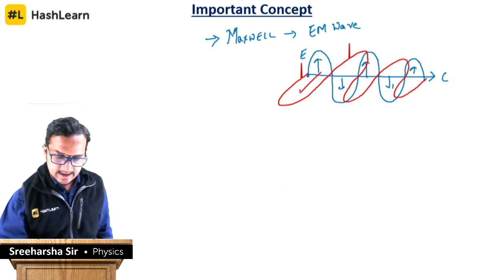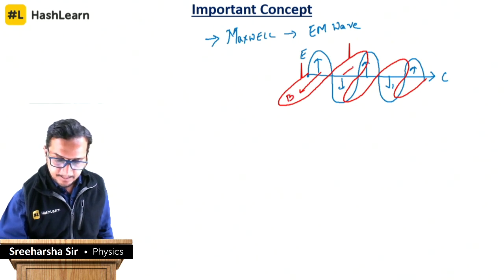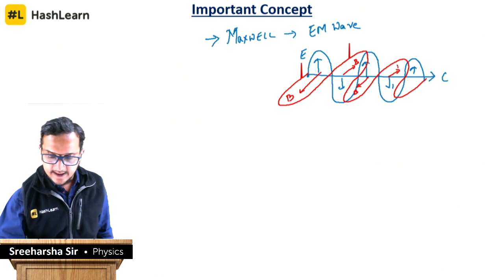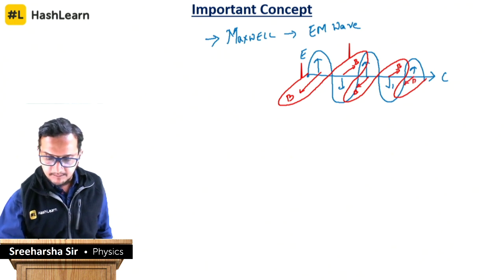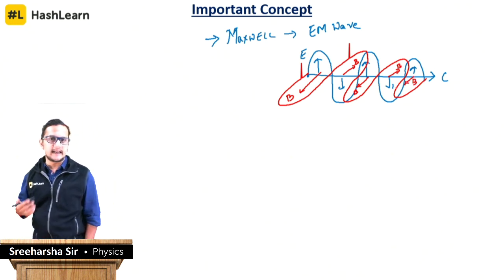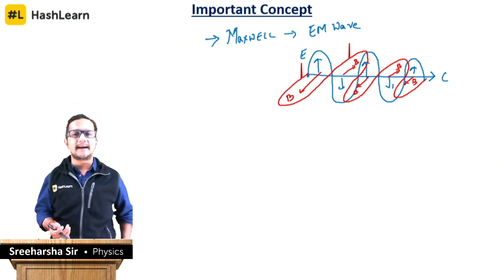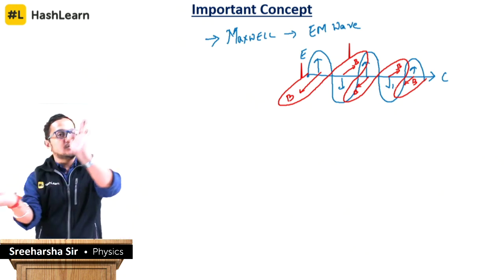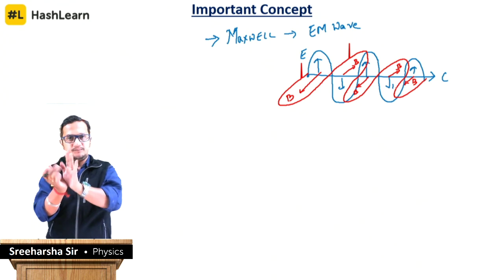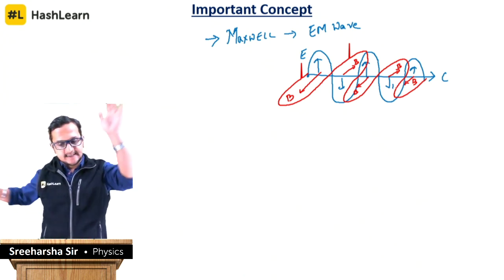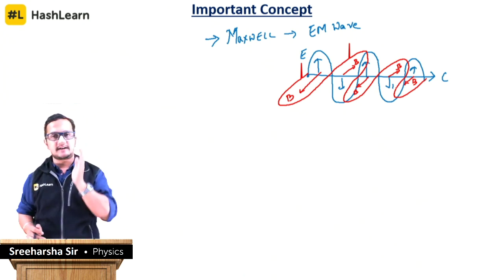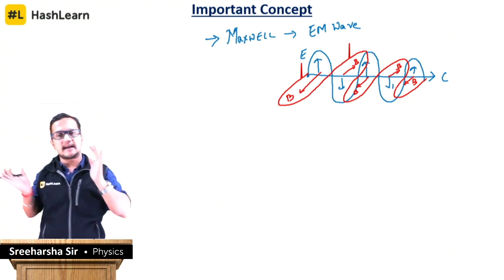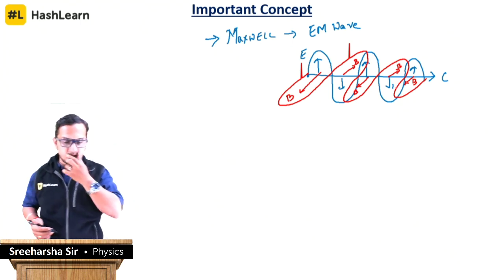So this is the magnetic field which is vibrating perpendicular to the electric field. When you have an electromagnetic wave, you have the electric field and the magnetic field vibrating perpendicular to each other, something like this. So this is the direction of the electric field and the magnetic field. If the electric field is vibrating like this, then the magnetic field will be vibrating like this.